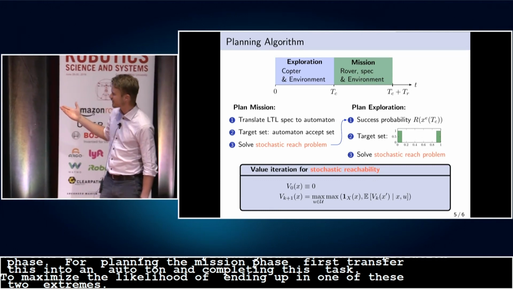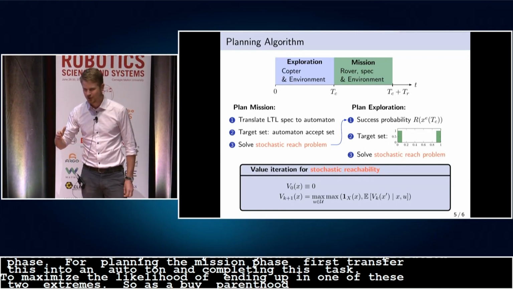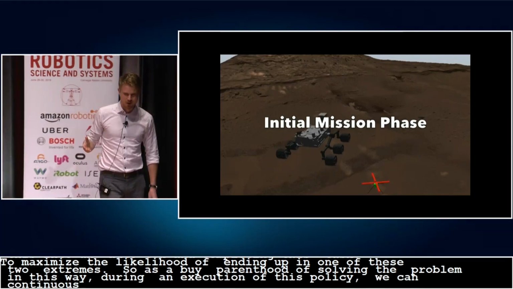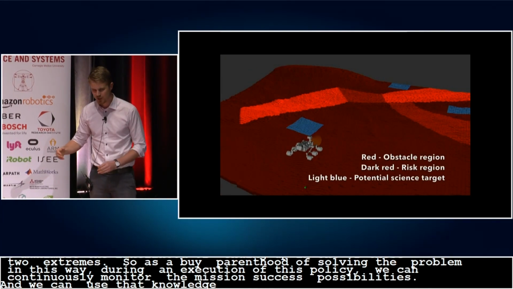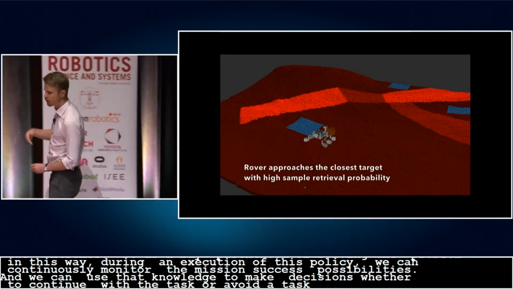So as a byproduct of solving the problem in this way, during an execution of these policies, we can continuously monitor the mission success probabilities. And we can use that knowledge to make decisions whether we should continue with the task, whether we should abort a task, or if additional exploration is required or warranted.